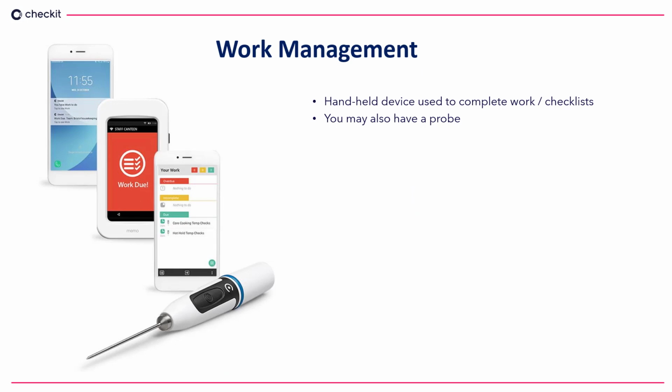Work management is the handheld device that you use to complete work or checklists on. You'll either be using a device that is supplied by Checkit, or you may have installed the app on one of your own devices. You may also have a probe or probes to take temperatures of food or perhaps water.